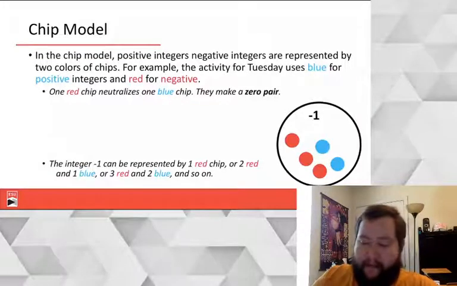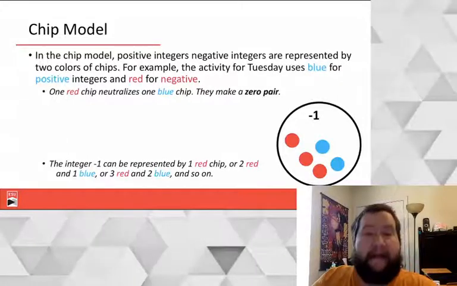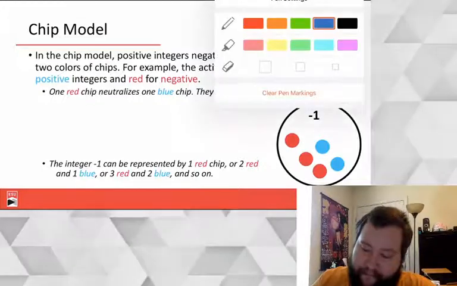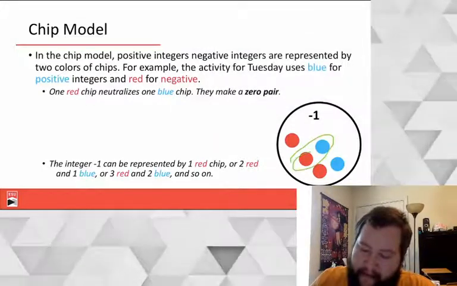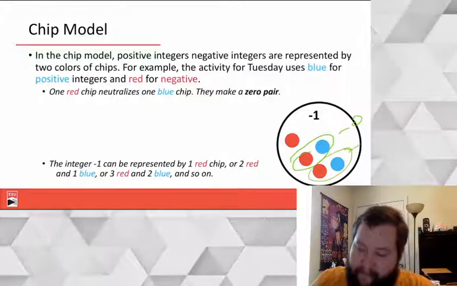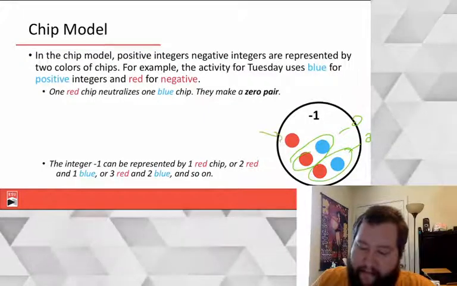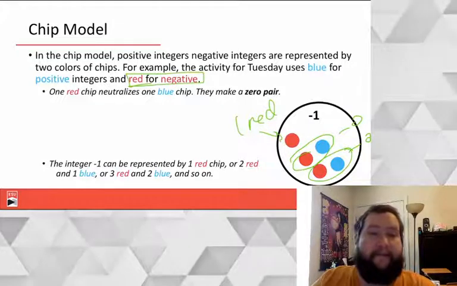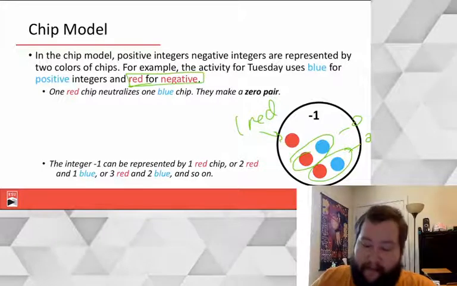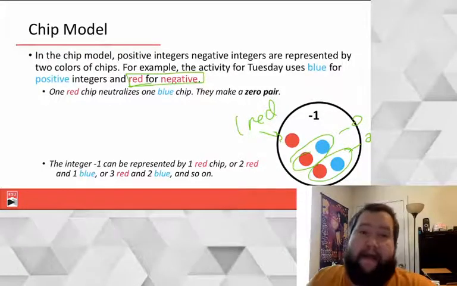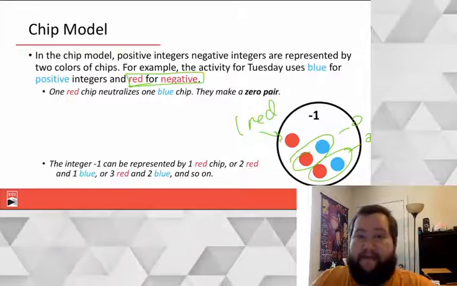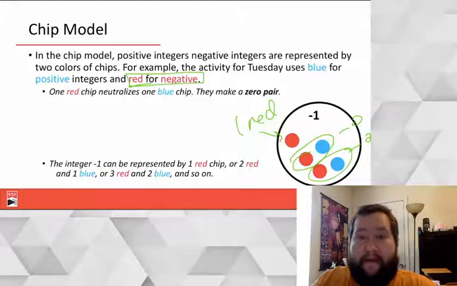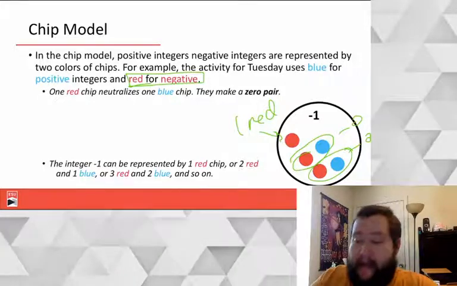So for example, this representation here is -1, because if we circle our 0 pairs, these together give me 0, and these give me 0, and I'm left with 1 red. And 1 red is a negative, and so this is -1. And so -1 could be represented with just 1 red chip, 2 red and a blue, or like here, 3 red and 2 blue, and so on, right? And so we can have any number of 0 pairs, because 0 isn't going to change the value.